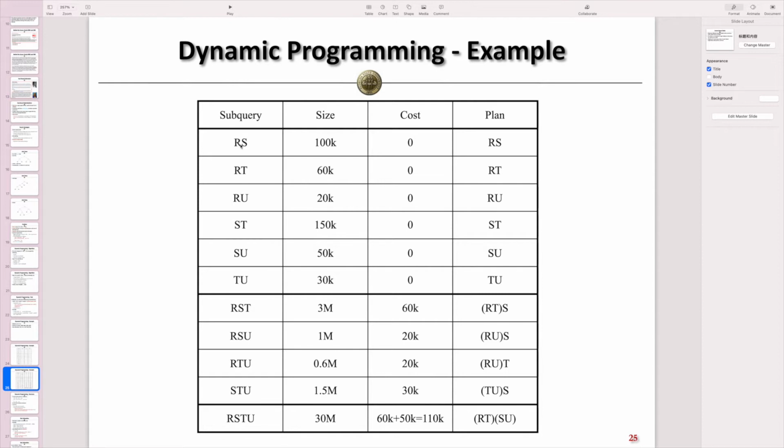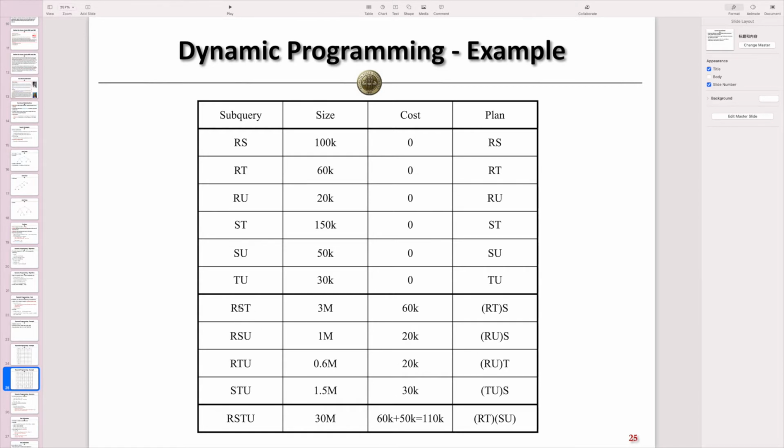Next, we will go to the subqueries involving three relations instead. We will take the first one as an example, a join between R, S, T. First of all, we have to calculate the size for RST. According to the equation we showed before, the RST size will be equal to 0.01 times R size, about 2K, S size, about 5K, and T size, about 3K. Therefore, the result will be about 3M for the overall subquery.